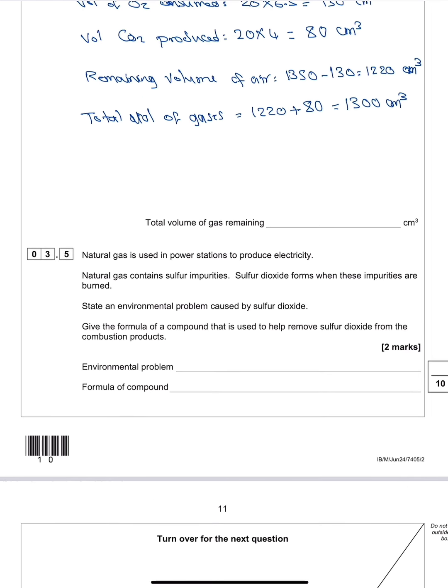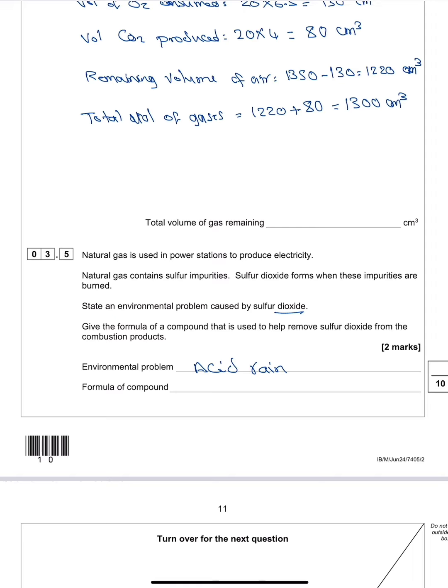And the final question asks you about the environmental problem of the formation of sulfur dioxide. So we know that sulfur dioxide is the main cause for acid rain. So I would put the environmental problem as just acid rain, even though they would accept what acid rain causes or what the problems of acid rain are, like it damages limestone buildings or statues, or it causes death of aquatic organisms. But personally, I would just put acid rain. All of these will be accepted.